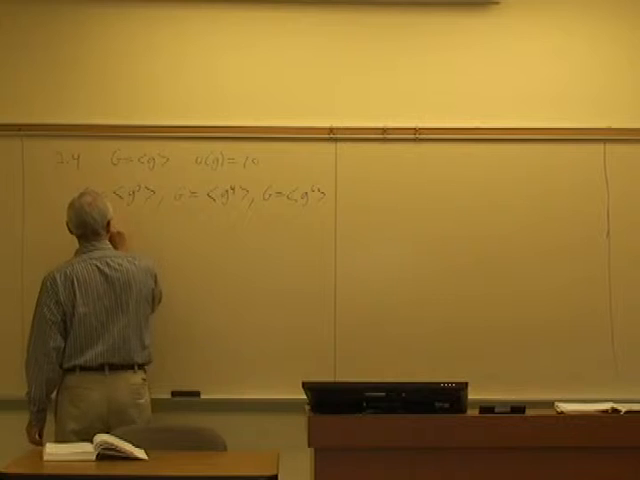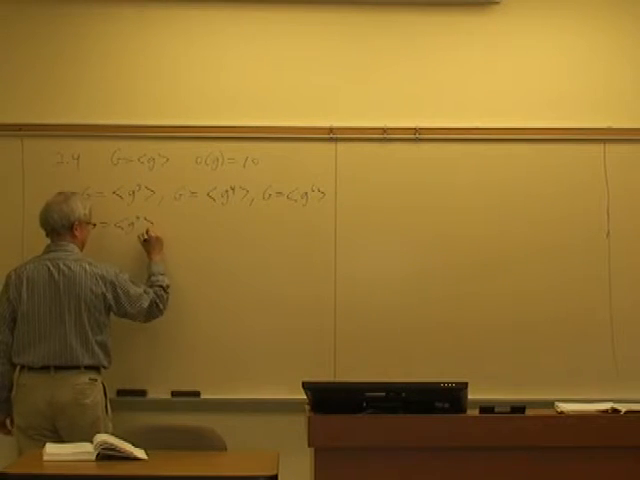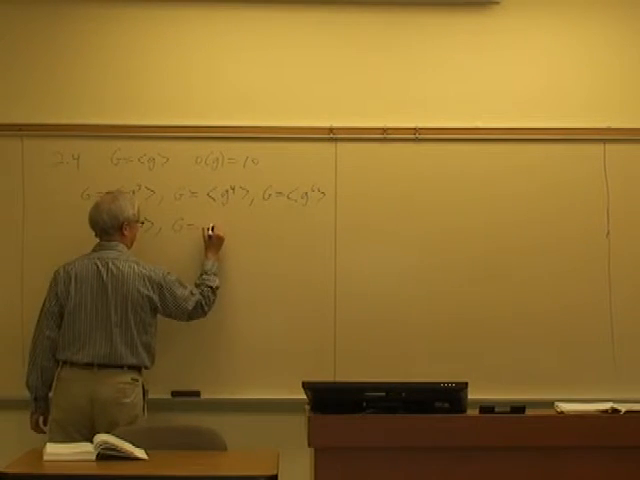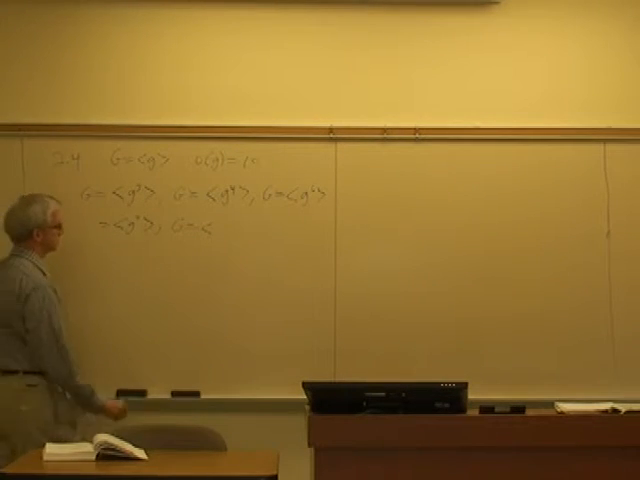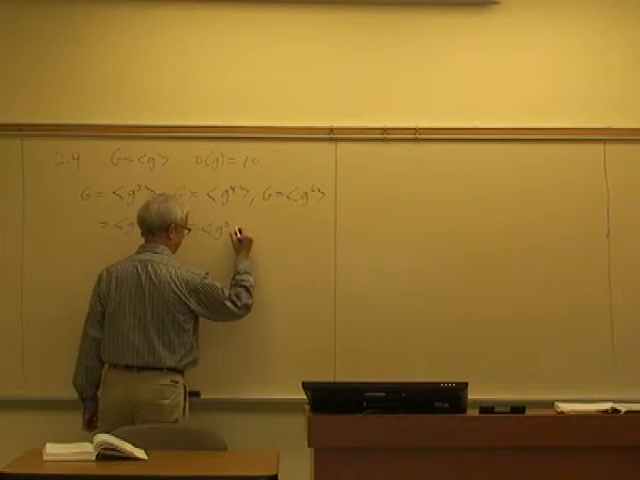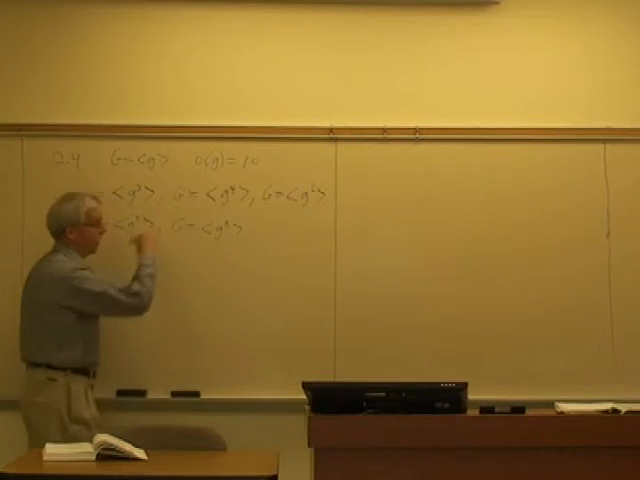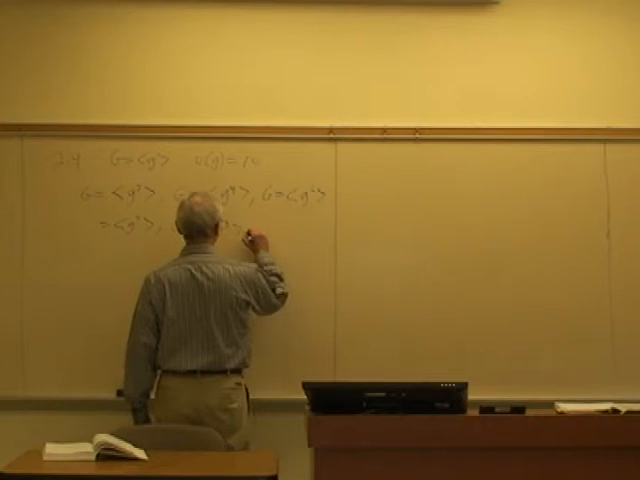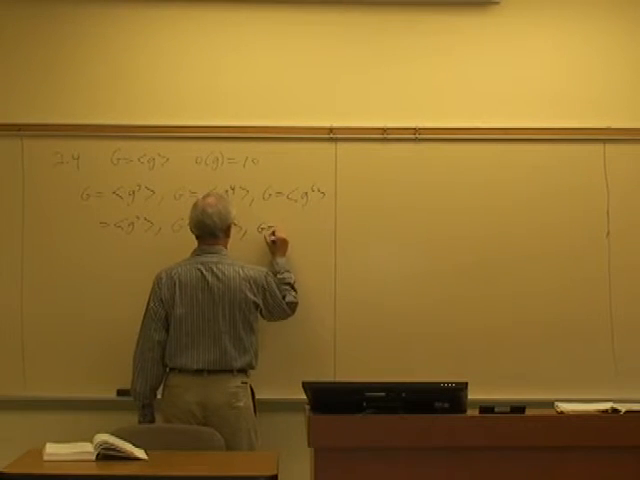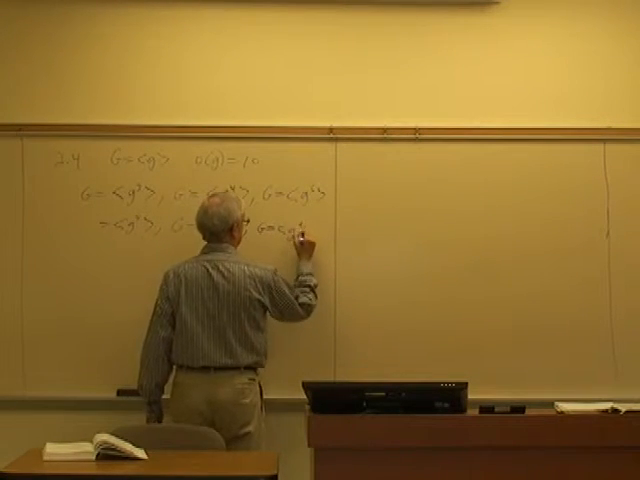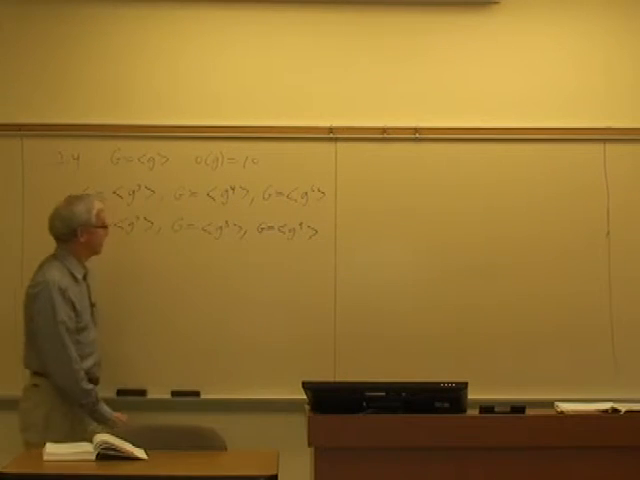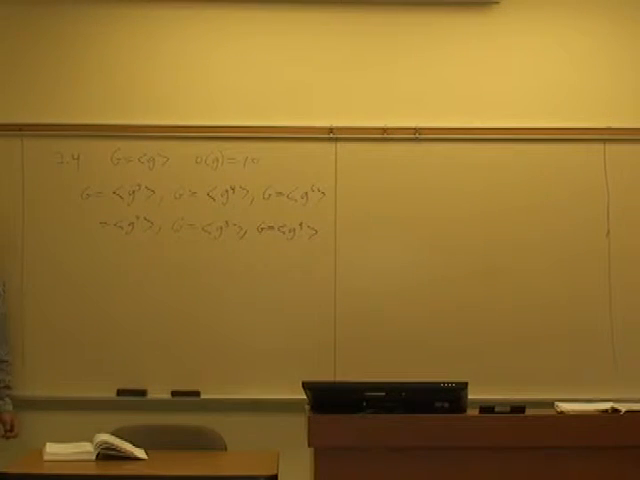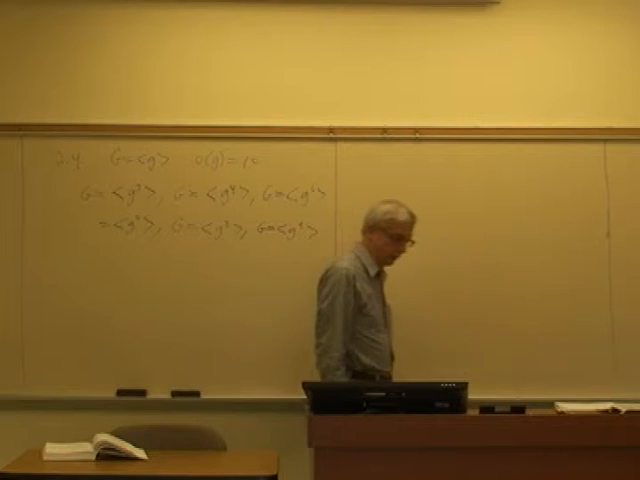What else? g to the 7th. 8th? Sure. Once I get past the halfway point, all the rest of them have to generate the group, right? Because they can't be divisors. About 10th. That's the idea. So that's it. This group has 6 different generators.